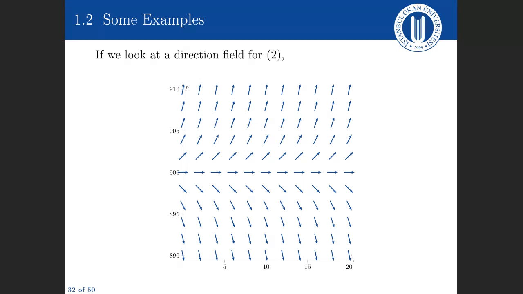Let's look at a direction field for this differential equation. It looks something like this. Again, we can make some guesses at the solutions. If I start just here at 902, the arrow is pointing upwards. Following the arrows, we'd expect a solution to look something like this, and so on. I guess there's a solution here, I guess there's a solution here, and so on.